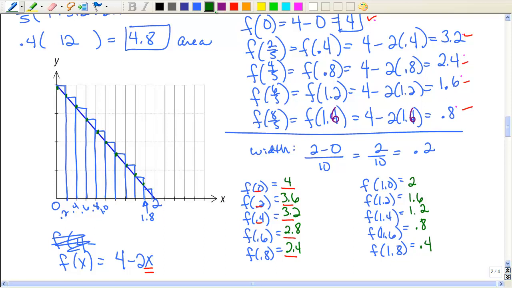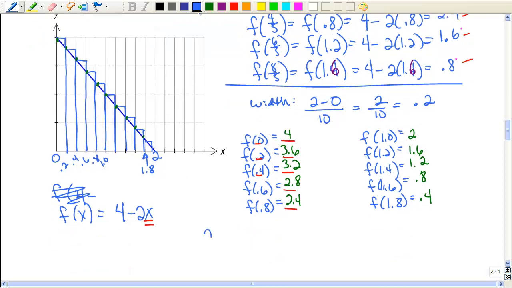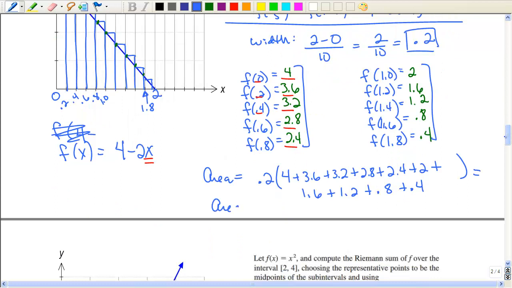We should remember when we used 5, we got an area of 4.8, which was way over the limit. So we're still going to be over the limit, but let's see by how much. Remember the area is going to be the width, and this time the width is 0.2, multiplied by all of these added together. If I'm punching it in my calculator correctly, the area is 0.2 times the sum of all of that, which is 22, and I get an area of 4.4. So that's a better approximation, but still larger than the exact one.